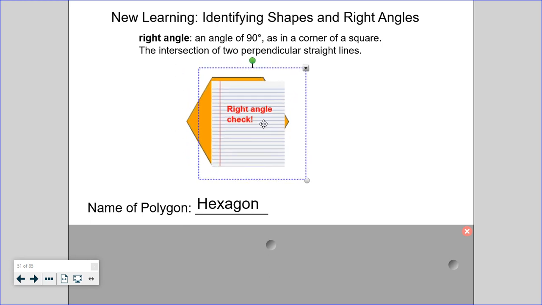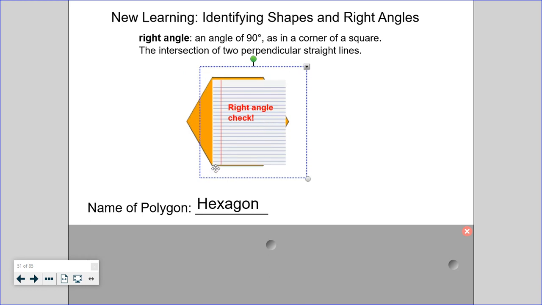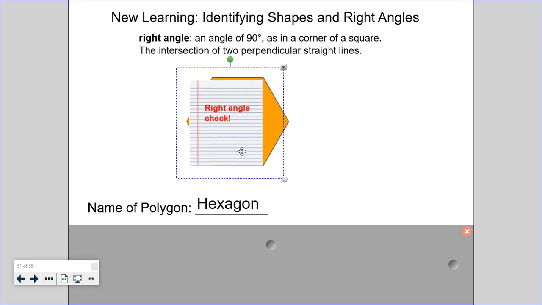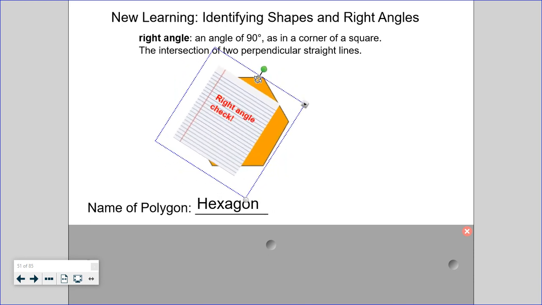Now I'm going to try the bottom ones. Is this a right angle? Do the lines match the paper? Nope, that's also bigger than a right angle. How about this one here? Do the lines match the paper? Nope. And now I'm going to try these two side ones.